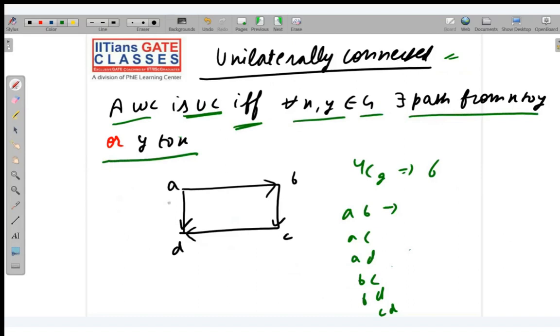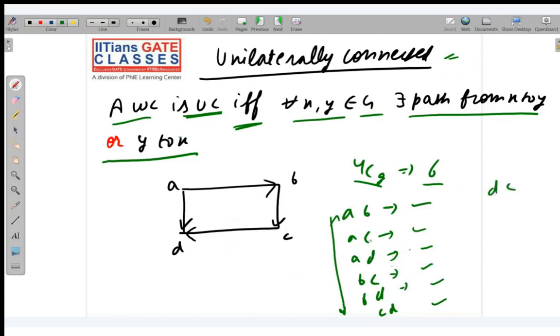See, this A, B, C, D is there. You have to check 6 pairs, 4 C2, that means 6. A to B path is there. A to C path is there. A to D path is there. B to C path is there. B to D path is there. C to D path is there. Now, that is by chance I have written it like this.